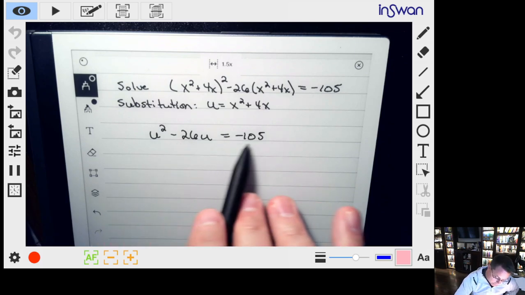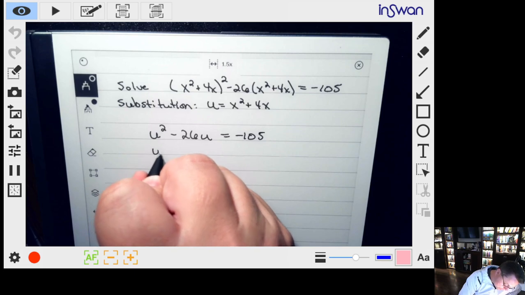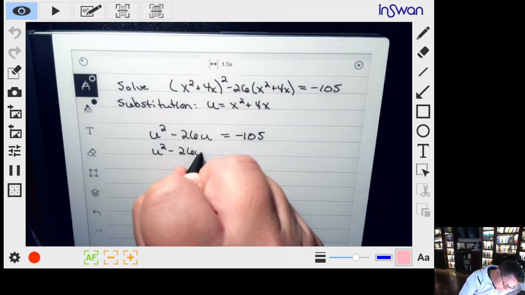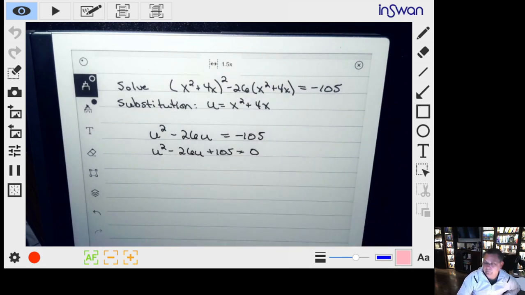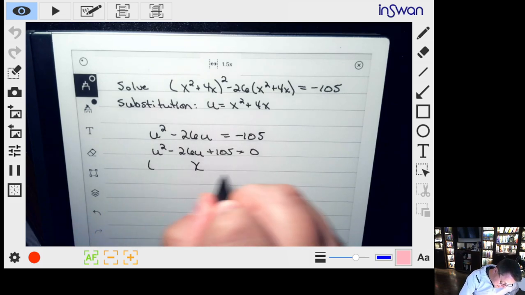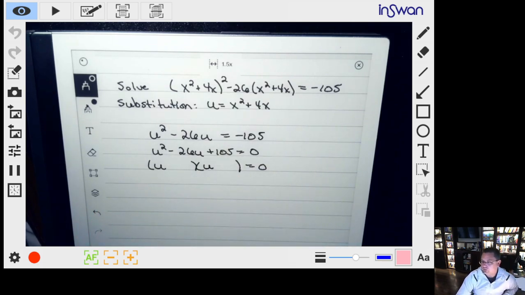Okay, so to solve this, I'm going to go ahead and move this 105 over. So I'm going to get u squared minus 26u plus 105 is equal to 0. Now I'm going to try to factor here because I think I can. So my first two terms will be u. And now we need stuff that multiplies together to give me 105, but adds to give me 26.